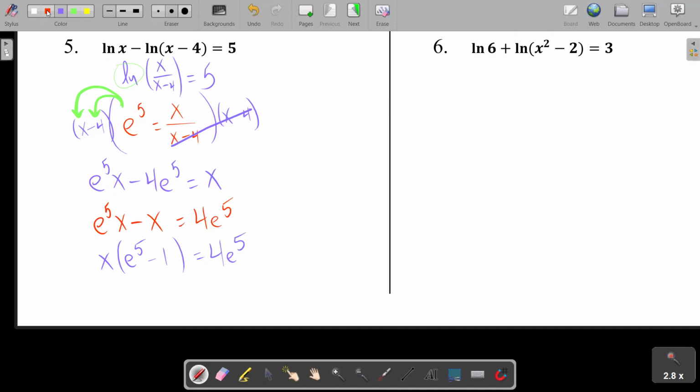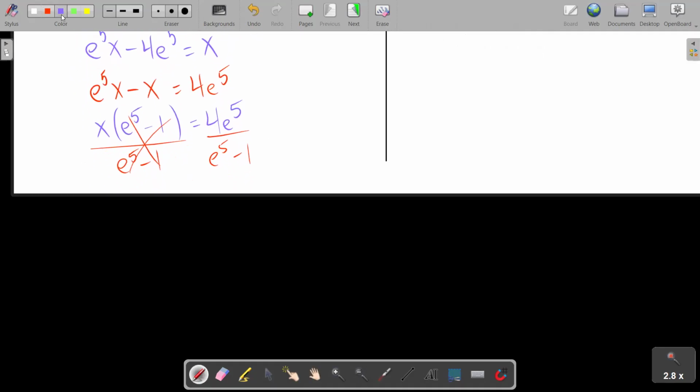And then the last step is to divide both sides by whatever's attached to the x, which in this case is e to the 5th minus 1. These cancel, and we're left with our answer. So your answer to problem number 5 should say then that x equals 4e to the 5th over e to the 5th minus 1.